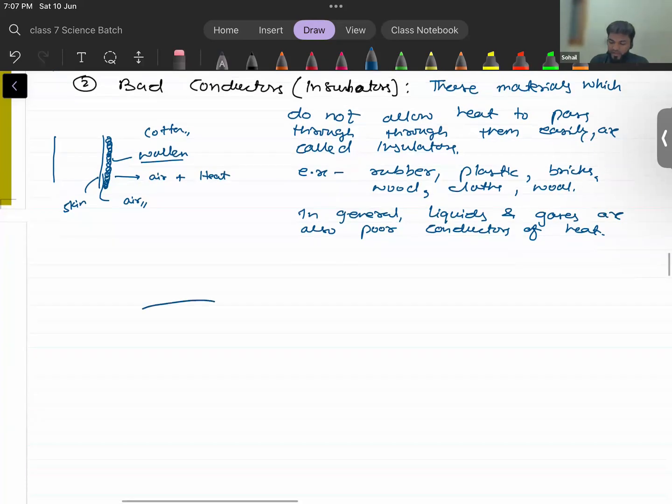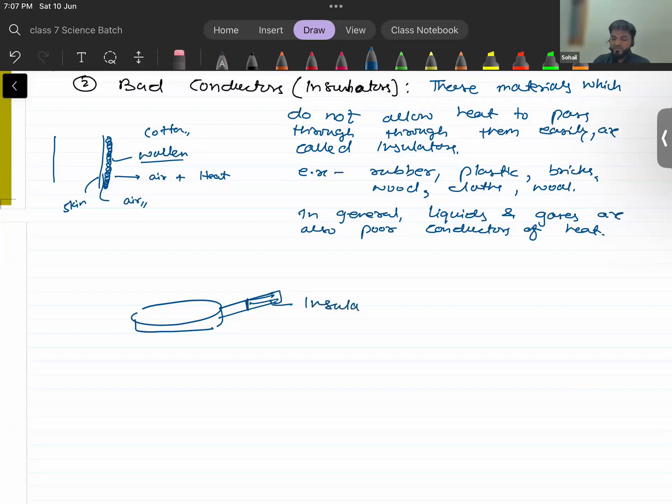So if you have a pan here, you would want this pan to be a very good conductor of heat so that the food gets cooked in time, while you do not want the handle to be a good conductor of heat because you will get your hands burned. So you use an insulator here. What could this insulator be made up of? Rubber, plastic. Wood, plastic, or rubber? Mostly it's rubber and plastic, right? What are some other good uses of these insulators? Can you think of some other examples?